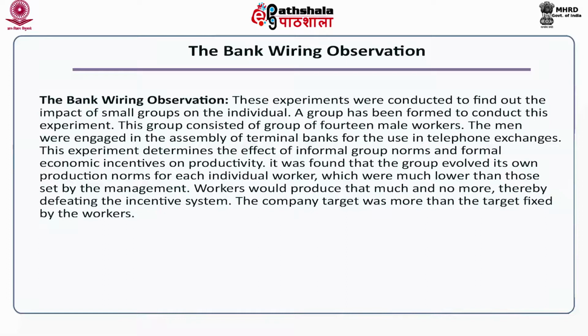This experiment determines the effect of informal group norms and formal economic incentives on productivity. It was found that the group evolved its own production norms for each individual worker, which were much lower than those set by the management. Workers would produce that much and no more, thereby defeating the incentive system. The company target was more than the target fixed by the workers.